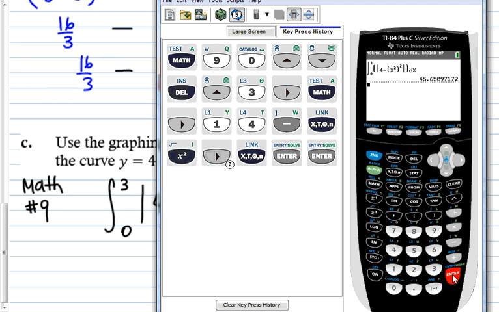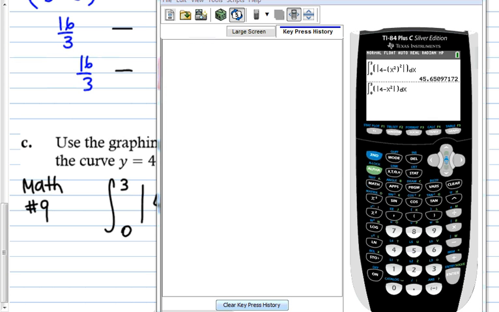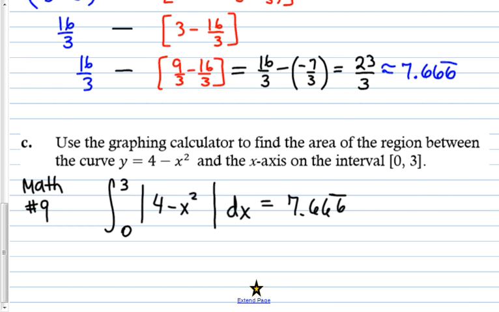Hit enter. And any moment now, it's 45.65. Which is wrong because somehow there's another square there. Okay, let me try that again. I'm sorry. Alright, so I plugged that in again without an extra square. Hit enter. Any day now, and we get 7.66666. Okay? So that's that. So for the calculator, you need the absolute value.